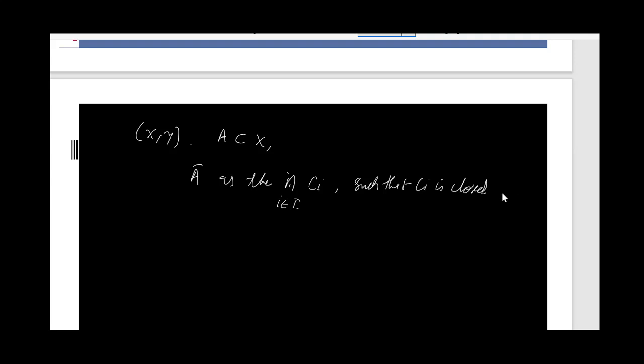You know the closure of a set A. We are having a topology (X, τ) and a subset A of X, and we define the closure as the intersection of all closed sets C_i which contain A, such that C_i is closed and the next condition is A is contained in C_i for every i belongs to I. So this is the condition, and we say that this intersection is the closure.